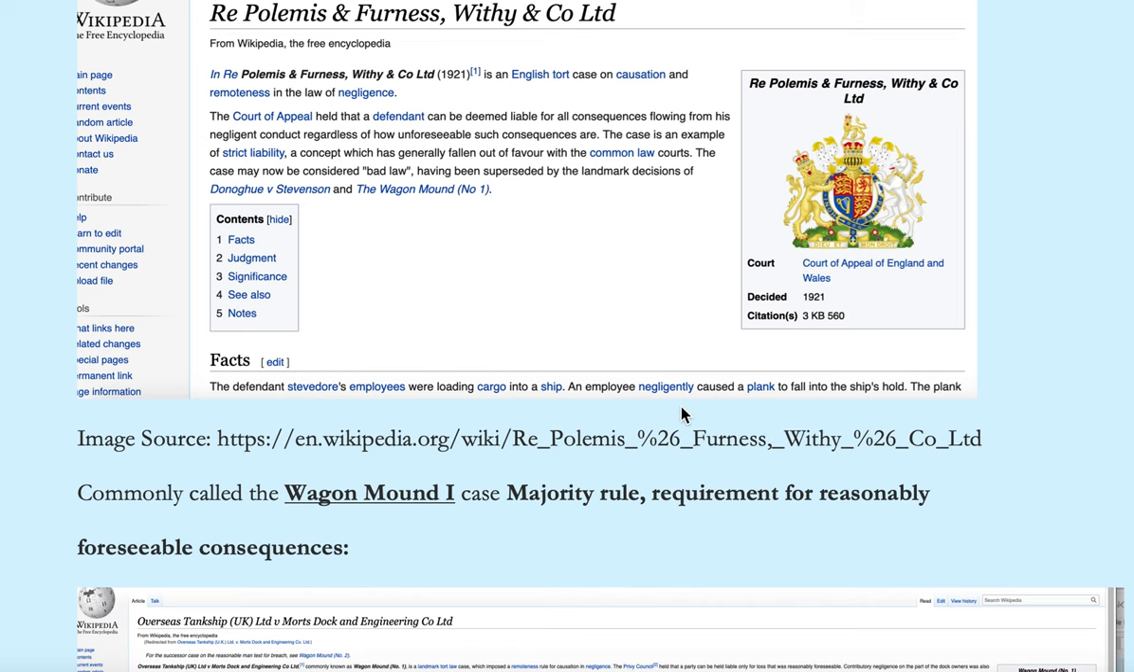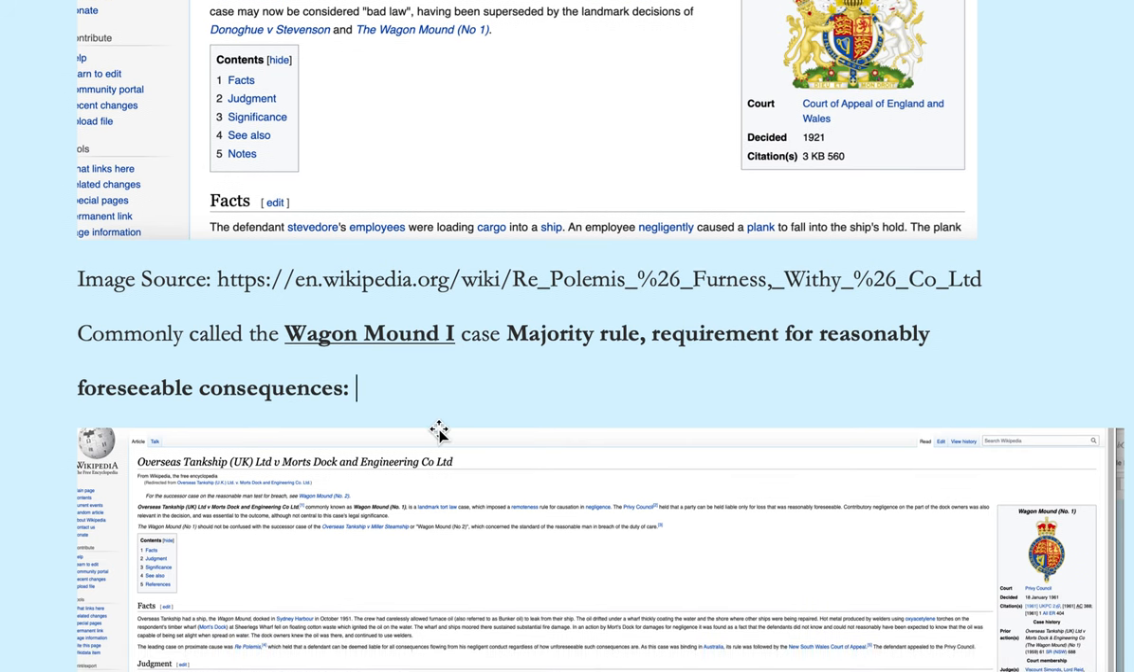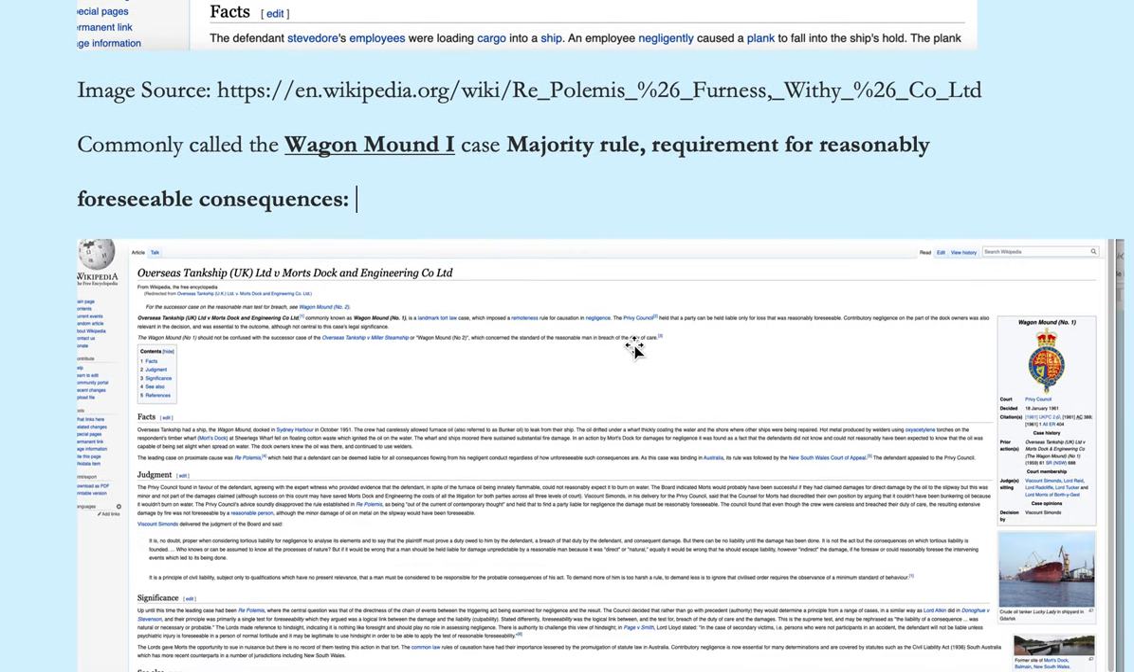So that's the minority now. The Wagon Mound is now the majority, but the minority used to be the majority, and now the majority is the minority. Does that make sense? Okay, let's go to this case.